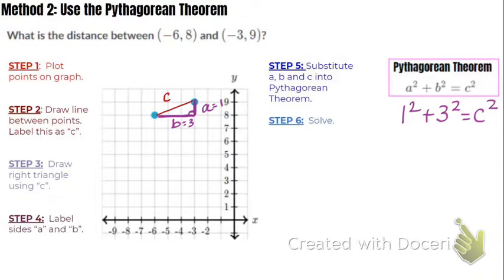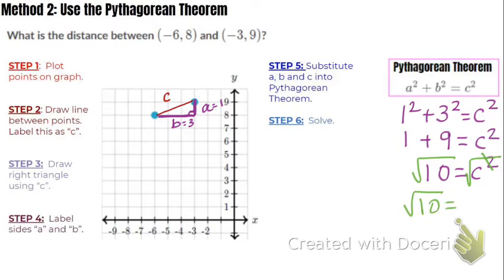So now we just solve this. 1 squared is 1, and 3 squared is 9. 1 plus 9 is 10. Now remember, to undo squaring, you just take the square root. So if I take the square root of both sides, that cancels that out. So I'm left with the square root of 10 equals C.